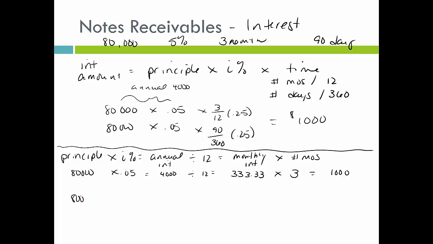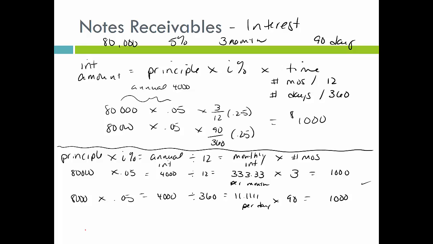Or 80,000 times 0.05 gives me annual interest of 4,000, divided by 360 gives me a daily interest rate of 11.1111 per day. I have it for 90 days. That equals 1,000. So you just take that annual interest and turn it into a per month or per day, and then take that times the number of days you have it. So I'm going to stick with this method, and when I get to the end, you'll see why. But most of the time, you can get to that same number a shorter way.